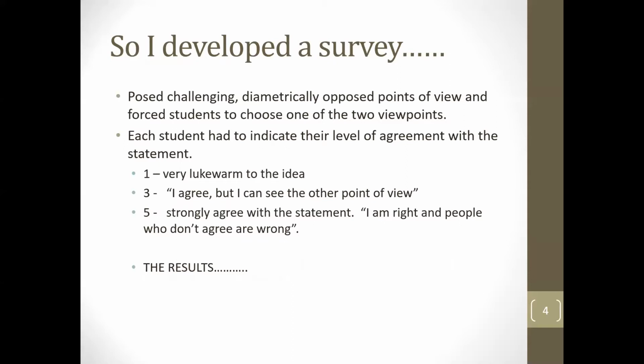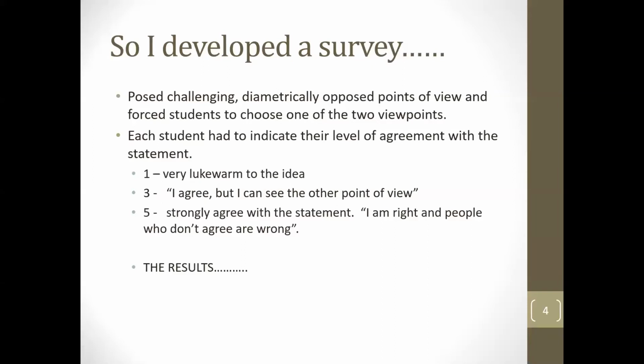So the survey that Dave developed posed these challenging, diametrically opposed points of view, and it's forcing students to choose one of two viewpoints. And we'll go through each of these viewpoints throughout this presentation. With each of these contrasting viewpoints, students had to indicate their level of agreement with the statement. 1 being very lukewarm to the idea, and 5 being a strong agreement with that statement, being, I am right and people who don't agree are wrong, right? So we'll probably find a lot of these are, hopefully with the students in this class, somewhere in between, which is I agree with this viewpoint that I'm aligning myself with, but I can see the other point of view.